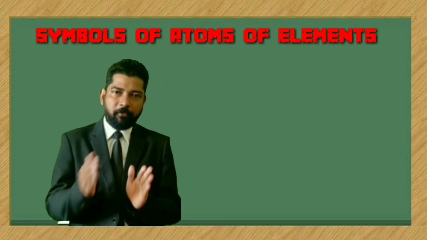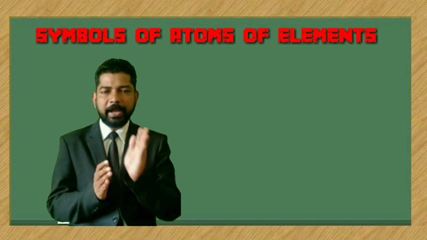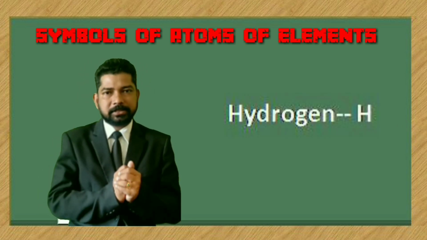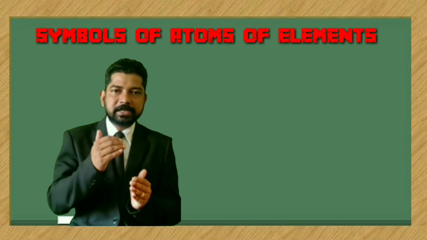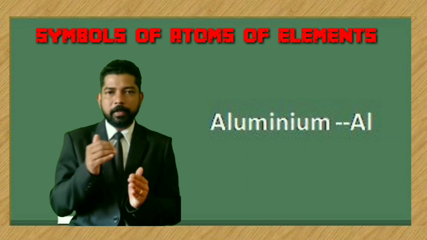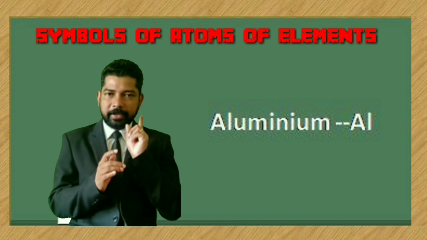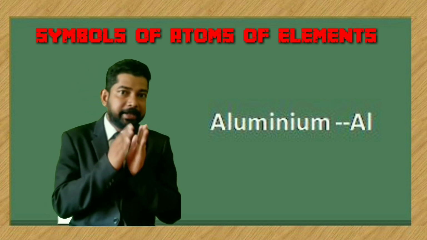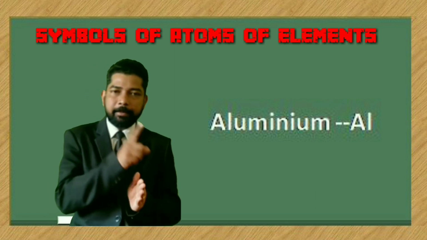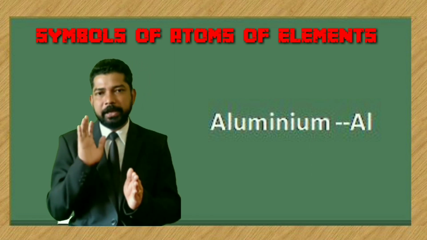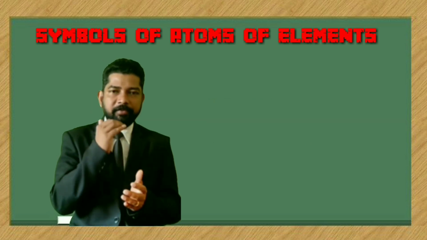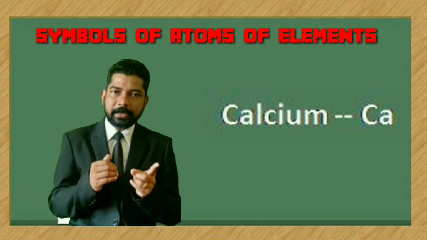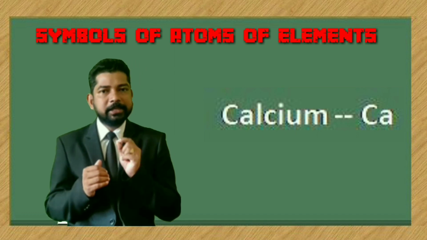It is a must. For example, when we are writing the symbol of hydrogen, we have to write capital letter H. And when we write the symbol of aluminium, we have to write A as a capital letter and l must be a small letter. Don't write A and L both as capital letters. And when we write the symbol of calcium, C must be a capital letter and a must be a small letter.